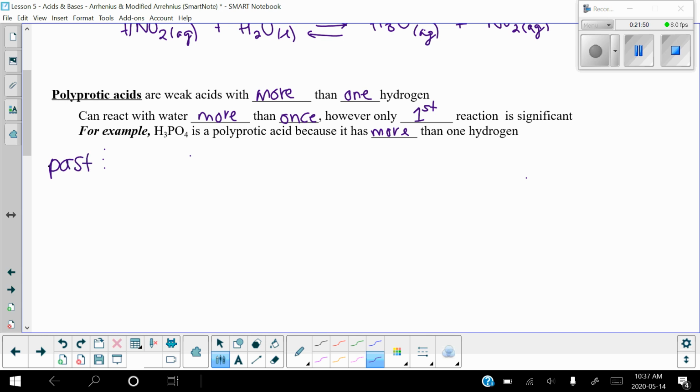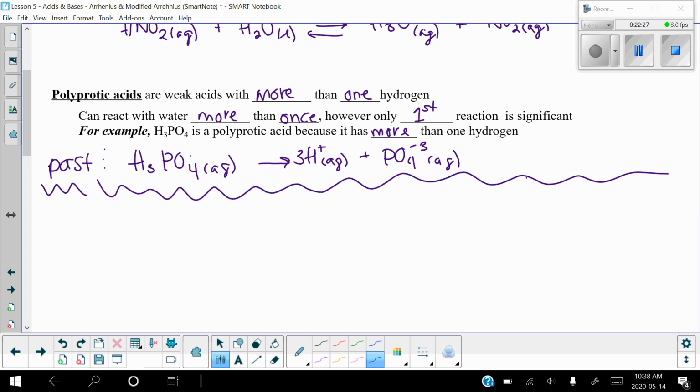we wrote our reactions kind of like this. H3PO4 aqueous ionizes to produce 3 hydrogen ions plus 1 phosphate ion. There. So basically, this is kind of a net reaction. This is the overall reaction. Overall, this is what happens. But I'm going to show you the steps that happen to get here. So let's separate that.